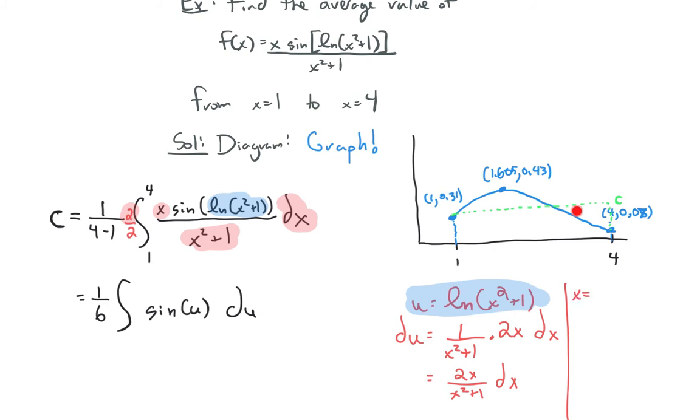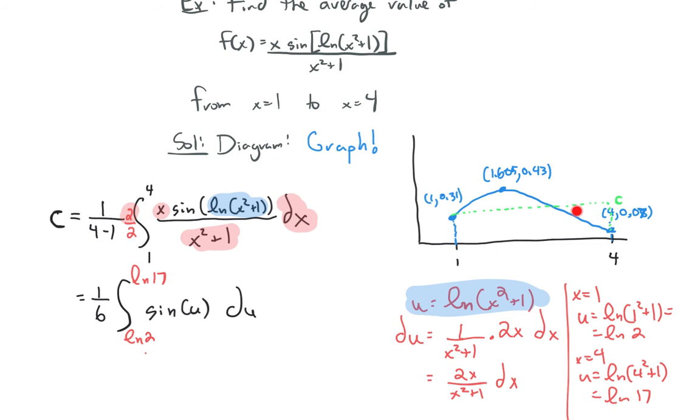When x is 1, u is ln of 1 squared plus 1, which is ln of 2. And when x equals 4, u is ln of 4 squared plus 1, which is ln of 17. I won't approximate those. I'll just leave them as ln of 2 and ln of 17. So our lower bound is ln of 2, and our upper bound is ln of 17. Okay, that is fantastic.